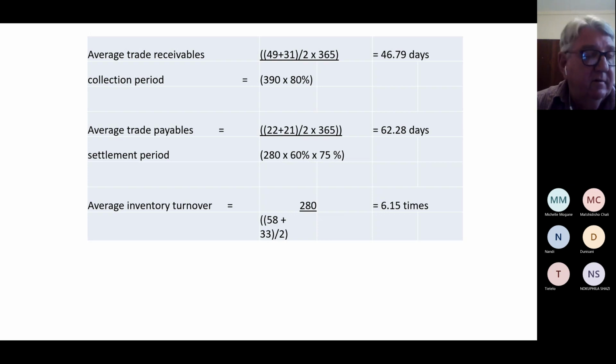Any questions on these ratios? I'm going to work through an example, an exercise.